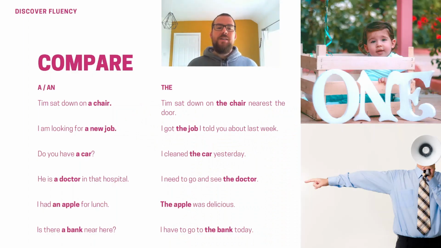The first one, Tim sat down on a chair versus Tim sat down on the chair nearest the door. In this example, it's clear that in the second sentence, we've given additional information. Let's imagine that you hear these sentences and you walk into the room. With the first sentence, you wouldn't be able to identify which chair he sat in because there's no information. If there's 5 chairs in the room, you wouldn't be able to tell me which chair he sat on, so you know it's one of those chairs. If I say the chair nearest the door, you can identify the exact chair he sat on.